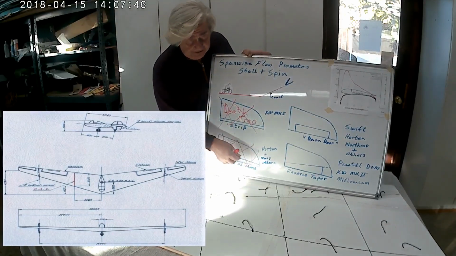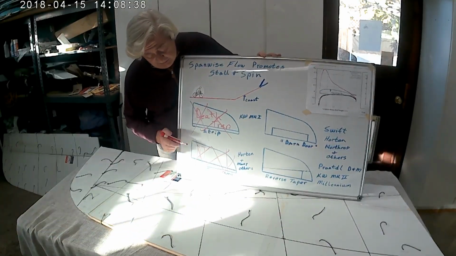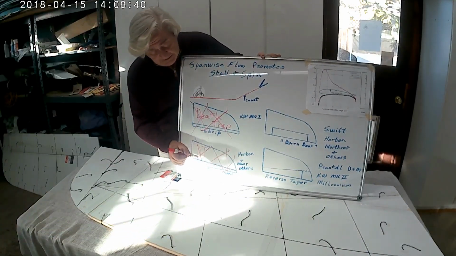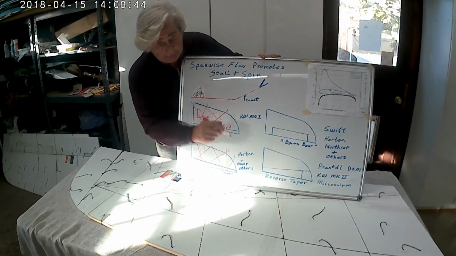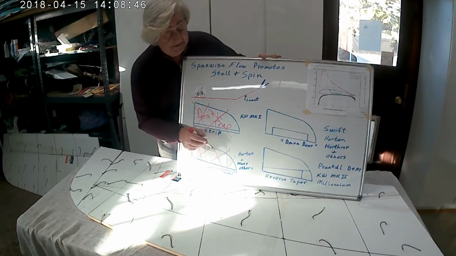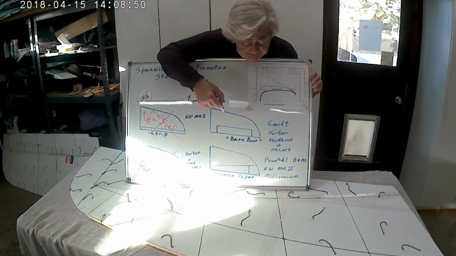A set percentage of chord. Okay, so this is a death trap. Don't do it. Many others have done it. You'll see it in a lot of pictures. Bad. It's killed a lot of people. Okay, then we have barn door elevon.